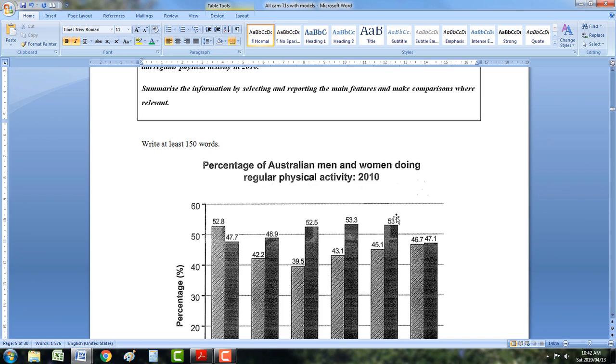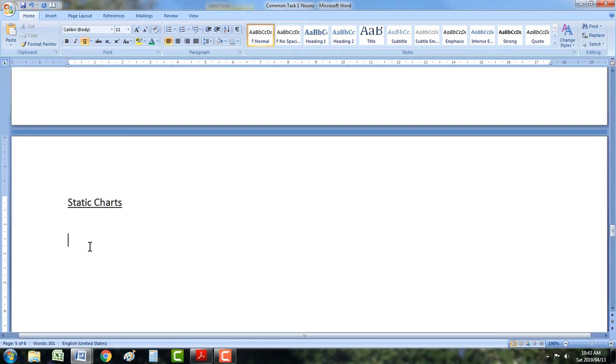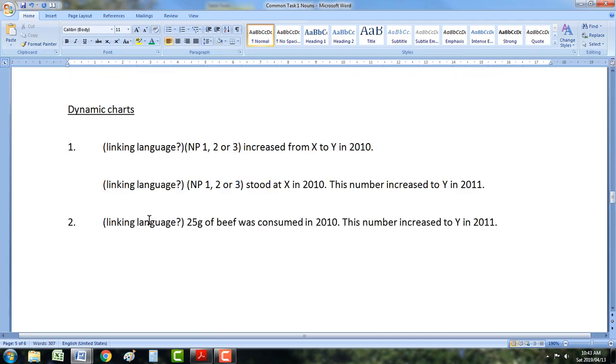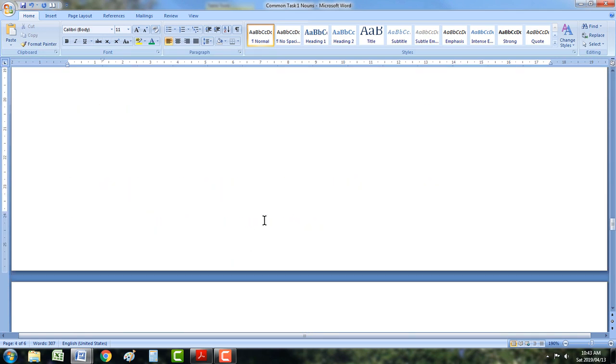You're not going to say increased, decreased with static charts. Big mistake if you say that. Dynamic charts are all about change over time, increased, decreased. So with static charts, again, we're going to use noun phrase 1, 2, or 3 as the subject of our sentence. Again, we're not going to say increased, decreased, but we are going to use stood at or was or were.